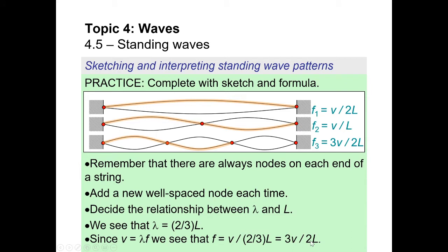Okay, so putting that in the formula based on what you just saw me do on the sheet, 3V over 2L. Now something that isn't really officially covered, but just an interesting thing for you to notice, is the relationship between each subsequent frequency and the fundamental frequency. If you noticed, F1 is V over 2L. F2 is V over L, and F3 is 3V over 2L.